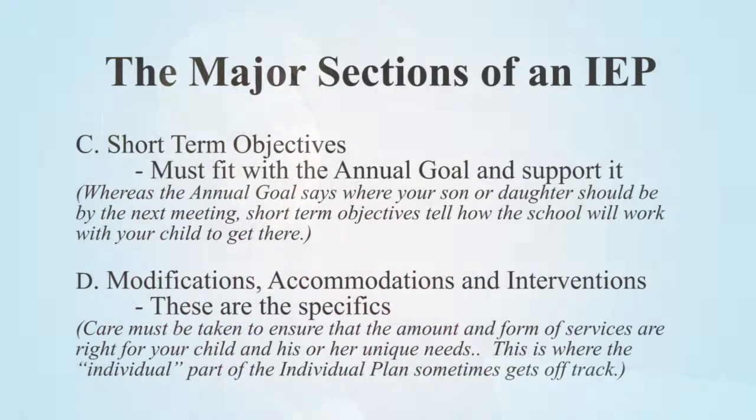Simply to say your child will be able to read on the 3rd grade level by next year sounds like your child's going to accomplish that all by him or herself. And you know that's not going to happen. So it's important that that be explained to you.